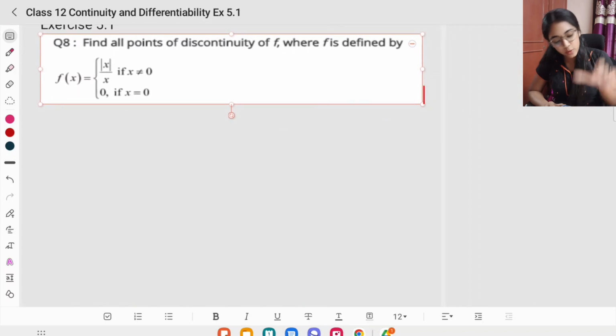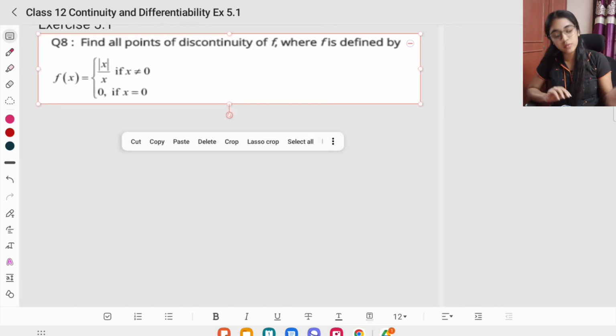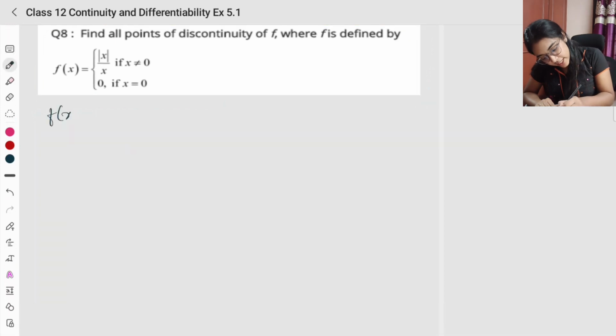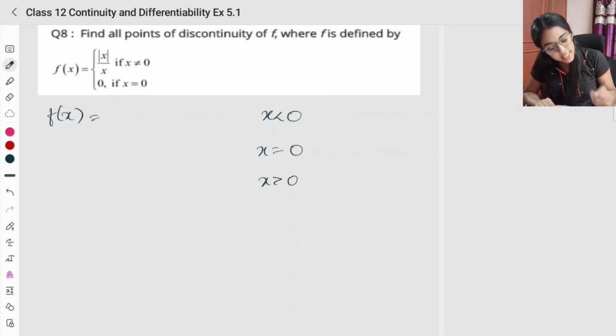So first, what is our first step? We'll rewrite the function. I have f of x is equal to mod x divided by x. I'm going to split this in terms of wherever x is less than 0, where x is equal to 0 and where x is greater than 0. We have mod x to be equal to plus x when x is greater than 0 and minus x when x is less than 0.